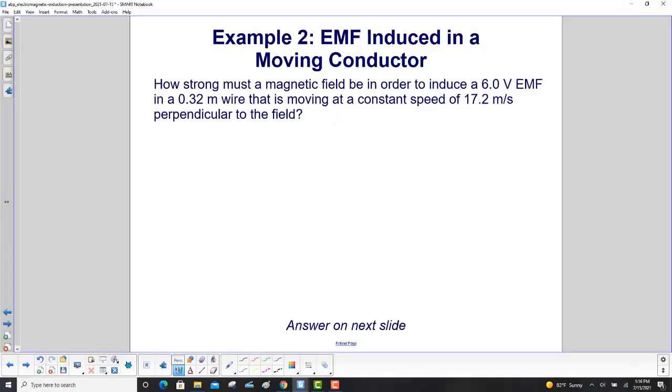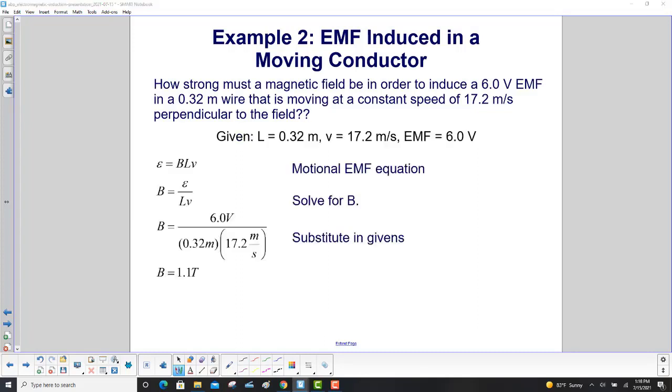How strong must the magnetic field be in order to induce a 6-volt EMF in a 0.32 meter wire that is moving at a constant speed of 17.2 meters per second perpendicular to the field? Use the motional EMF equation over here, and we need to solve that for B, and we do that by dividing both sides by L and V, substitute in our givens, and we get a magnetic field of 1.1 Tesla.